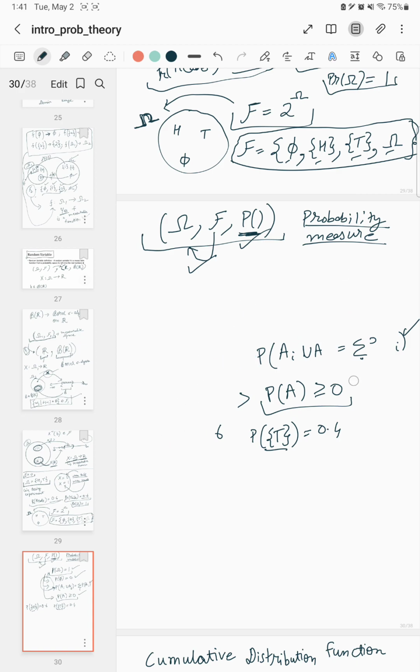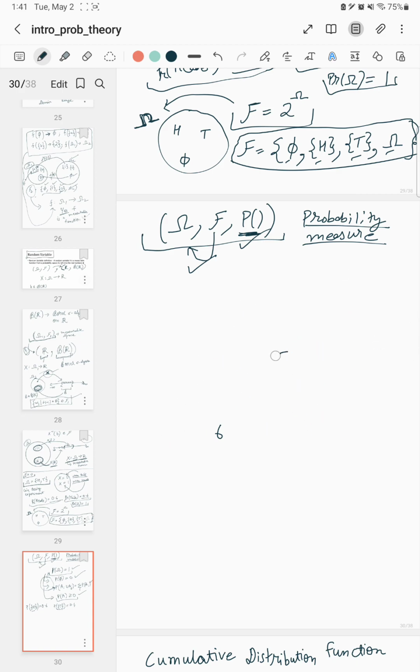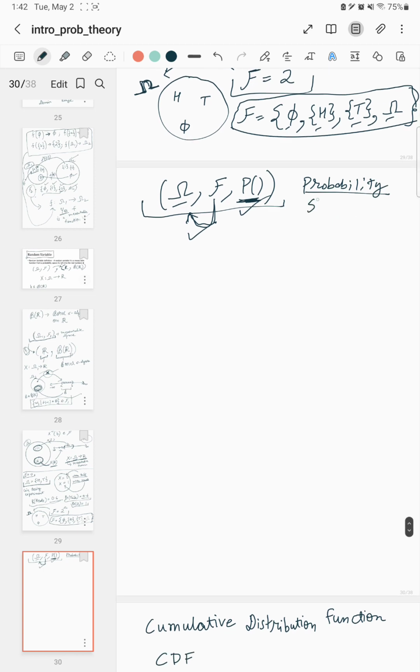Hence we can say that for this sample space omega, F is a sigma algebra on omega and P is a valid probability measure. Hence this tuple is a probability space. It's a valid probability space. So now that we have established this to be a valid probability space, where the sample space is H, T and phi, and the sigma algebra is the power set of omega.